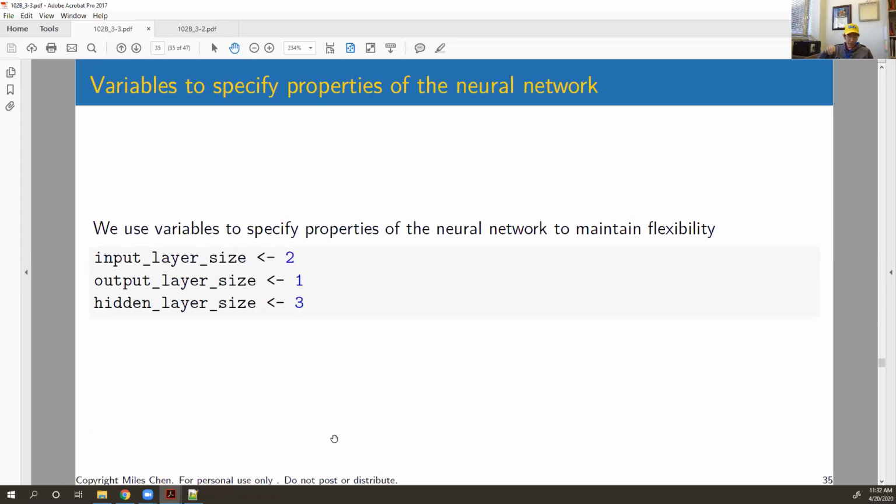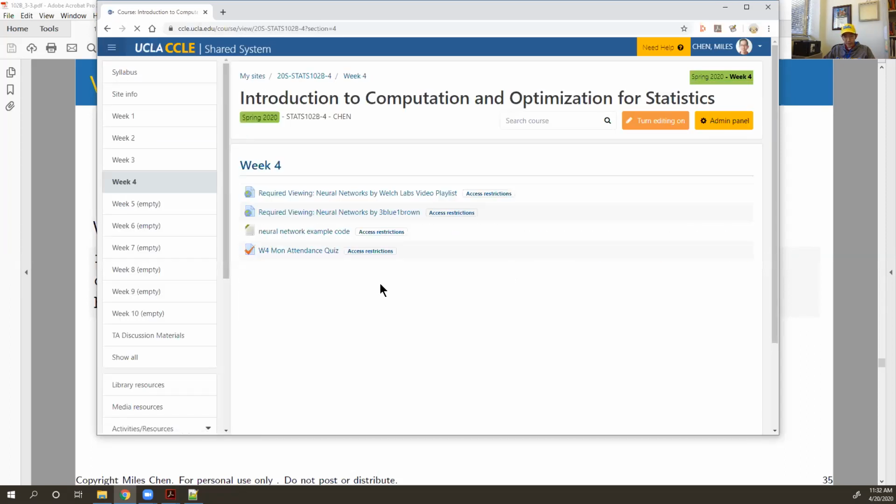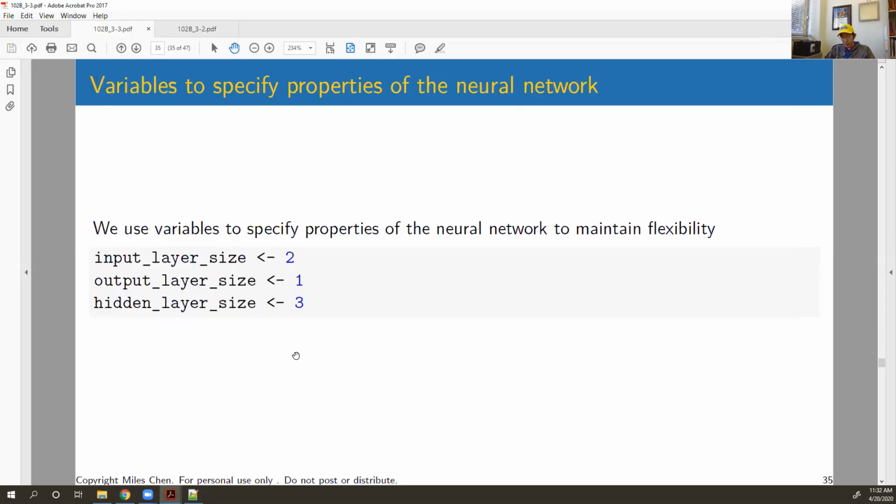Okay, and then just to keep my code a little bit flexible, I've posted this code on CCLE, by the way. If you go to the class page, there's neural network example code, and that's pretty much all of this code here. I have these variables: input layer size, output layer size, and hidden layer size. So rather than hard coding the W1 matrix as being 2 by 3, I'm going to say the W1 matrix is input layer size by hidden layer size.